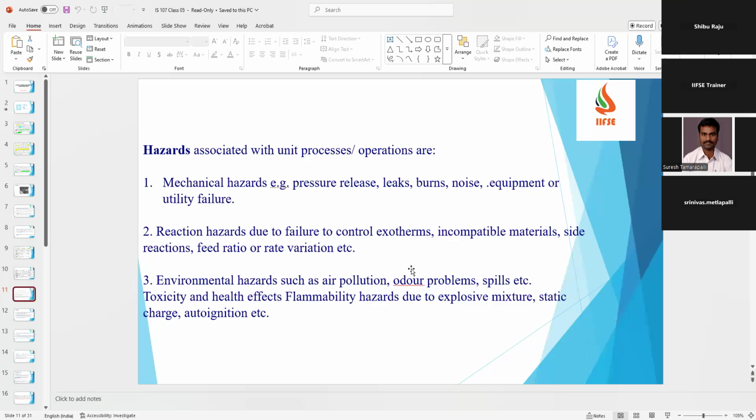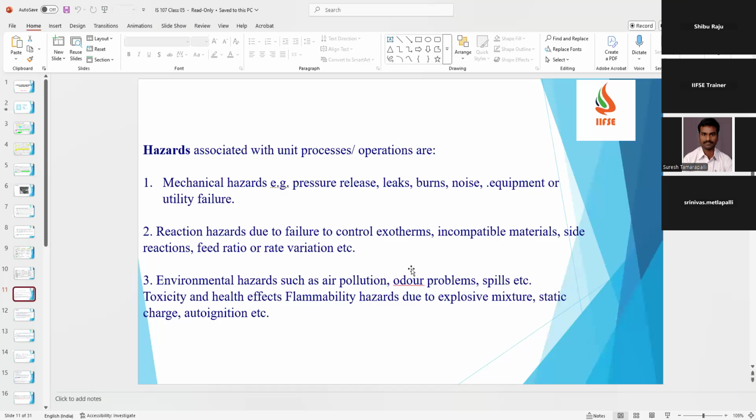Then environmental hazards such as air pollution, odor problems, which is like smell issues, spills, toxicity, and all the health effects, flammability hazards due to explosive mixtures, static charge, or auto ignition temperatures. These are all also hazards with respect to the unit processes.